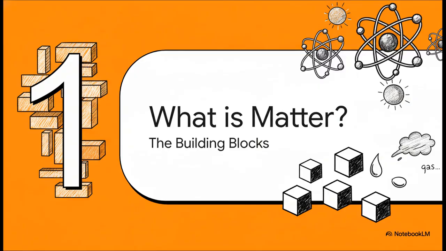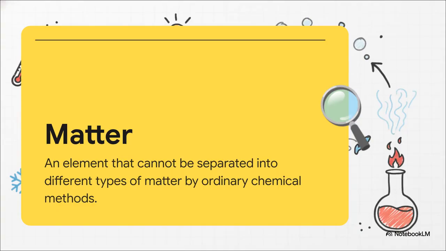Section 1. Before we can even begin to talk about the states of matter, we've got to get a handle on what matter itself actually is. So let's break down the building blocks of, well, everything. So what exactly is matter? The simplest way to think about it is it's all the stuff in the universe, right? Anything that has mass and takes up space.